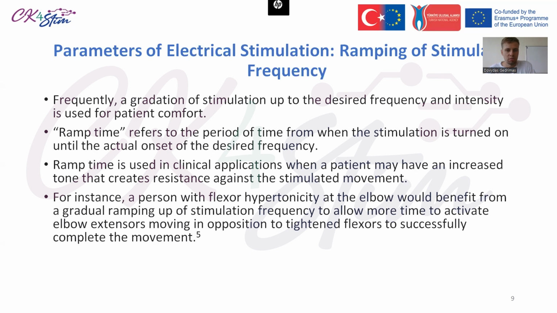For instance, a person with flexor hypertonicity at the elbow would benefit from a gradual ramping up of stimulation frequency to allow more time to activate the elbow extensor, moving in opposition to tight flexors, to successfully complete the movement. So the longer the ramping time, the more time there is to activate muscles to the desired level.